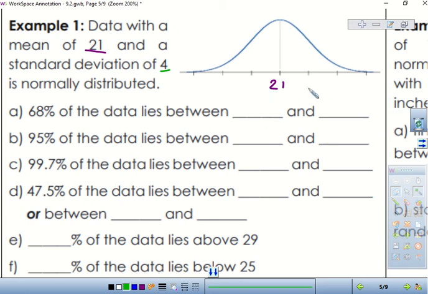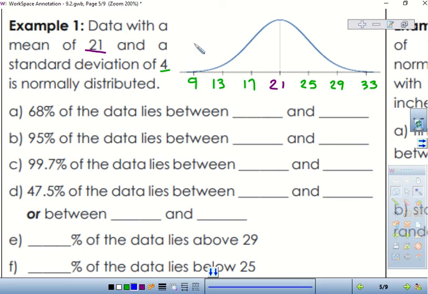So what's 21 plus 4? 25. Good. And then do it again. What's 25 plus 4? 29. And then one more time. 33. Good. And then we also need to go the other direction, so we need to subtract it. So 21 minus 4. 17. Good. Again. 13. And one more time. 9. So that's how you get the values on your bell curve.